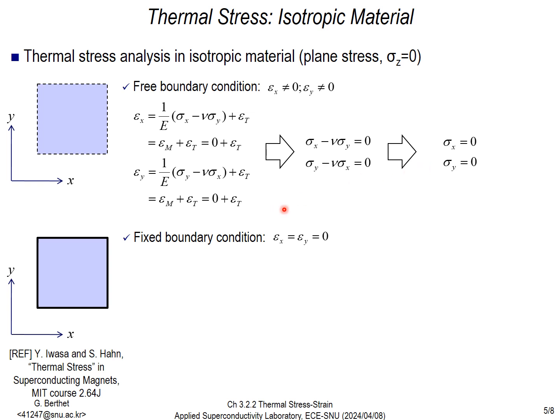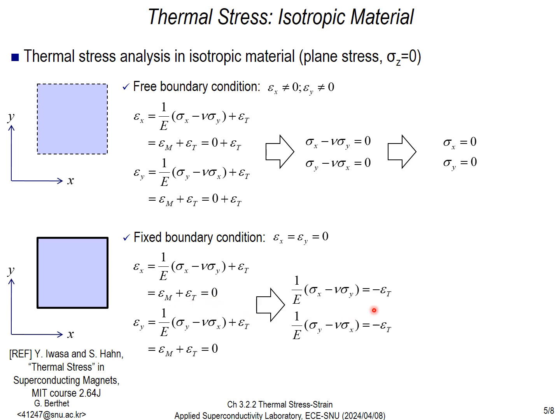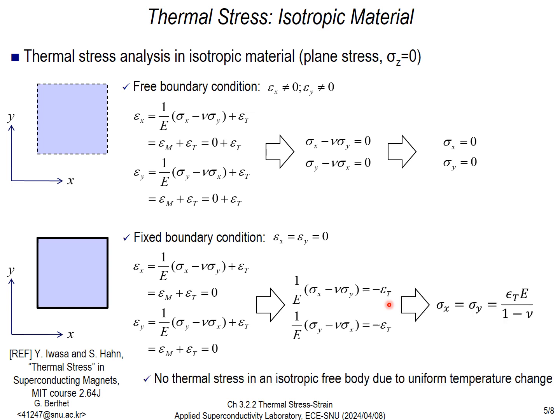For the fixed boundary condition, where the strains are equal to 0, we have the same relations. However, here for the fixed boundary to be true, the mechanical strain and the thermal strain must cancel each other. Solving the equations, we get that the stresses must be equal and proportional to the thermal stress. The important thing to remember is that an isotropic free body with no temperature gradients does not experience thermal stress, but will expand due to the strain.